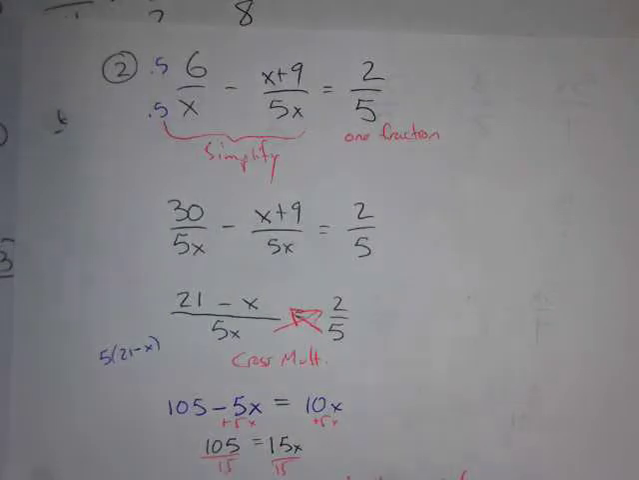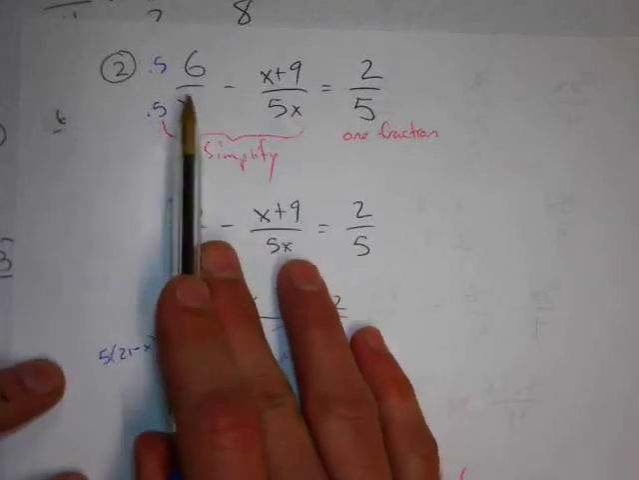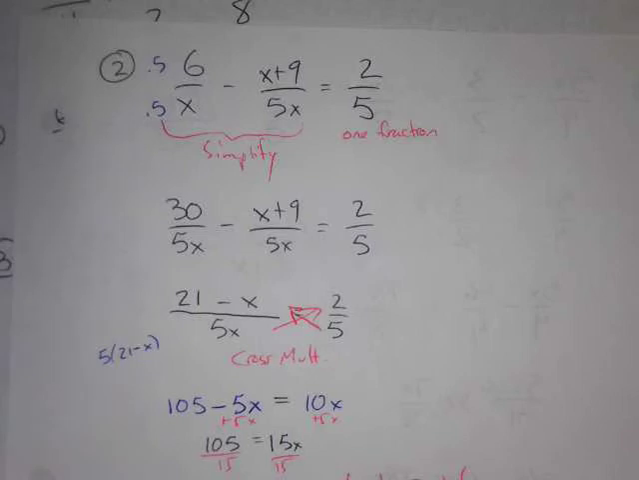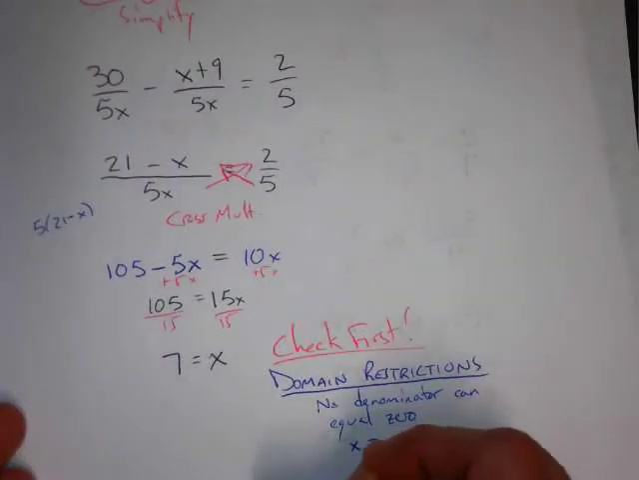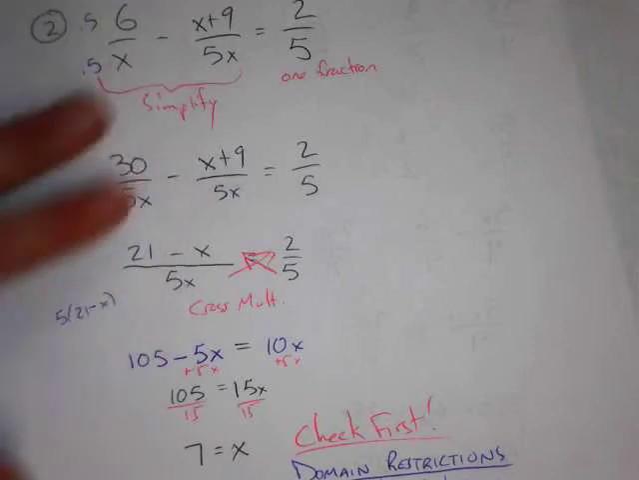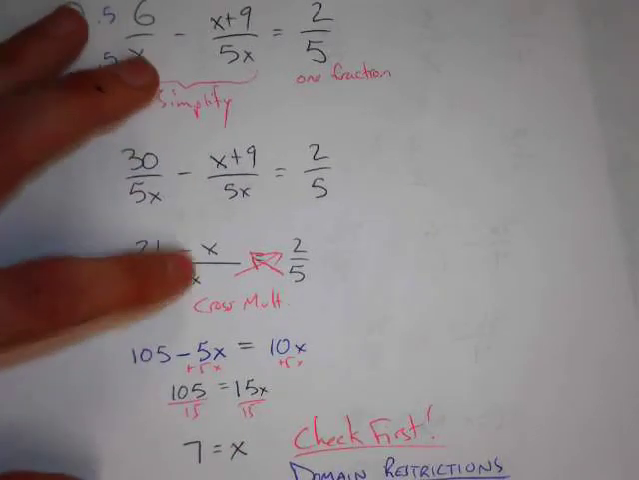So what does that mean in this example? Do we have any domain restrictions? The answer is yes. This denominator cannot equal 0, and this denominator cannot equal 0. Therefore, we have a domain restriction: x cannot equal 0. So in all of my fractions here, the domain restriction is that x cannot equal 0.